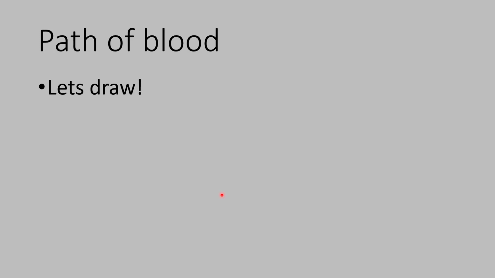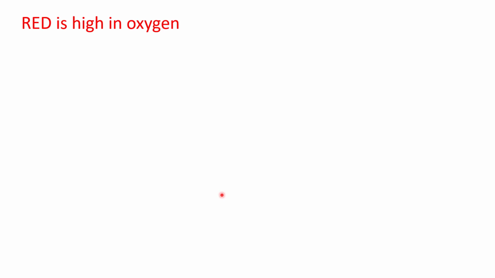So before we start actually drawing the path of blood, let's get our key going. As I draw, red is going to represent blood that is high in oxygen, just like your book does, just like the models in the lab do. Red is high in oxygen. Red is oxygenated blood. Blue is low in oxygen. So anywhere where you see blue on my drawing, it's deoxygenated blood.